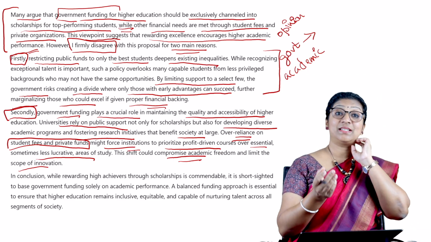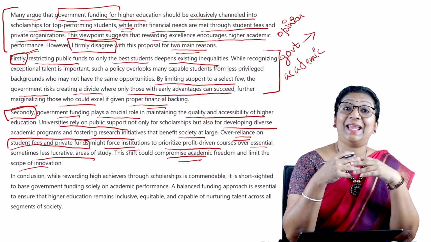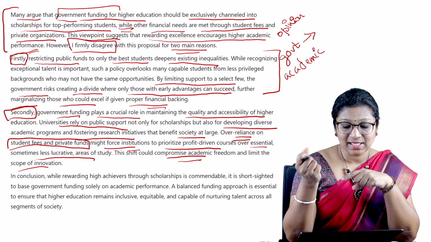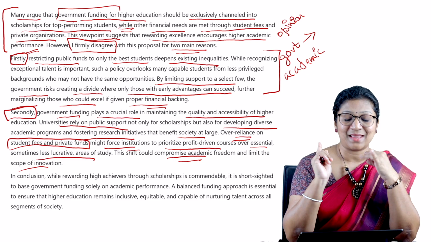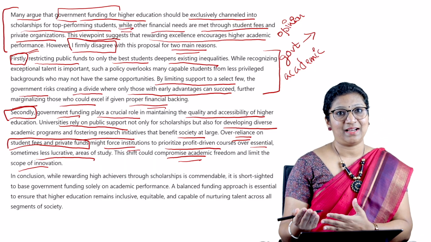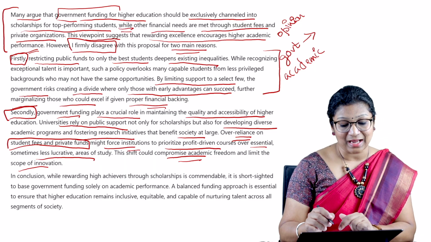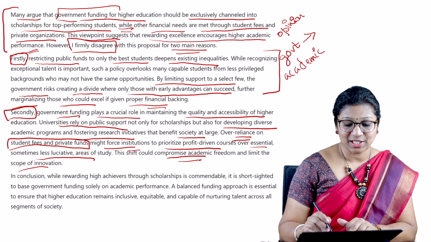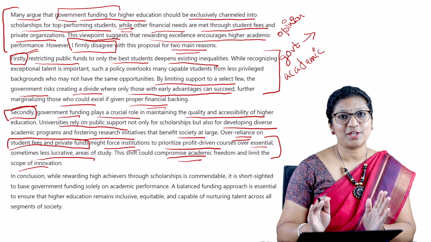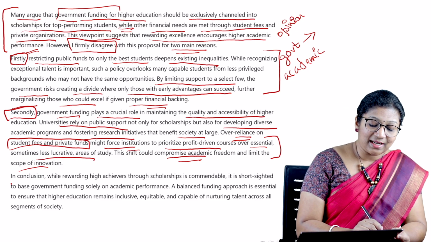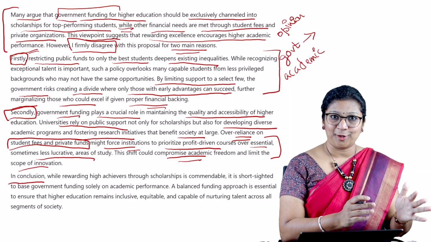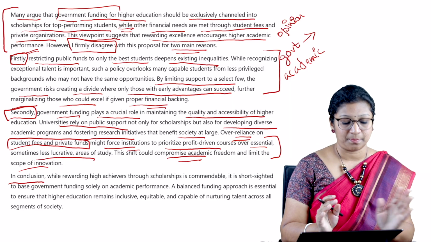So how did I answer that body paragraph? I've mentioned if the government supports funding, then universities can develop diverse academic programs and they can invest in research. But if I rely or if universities rely on private organizations, then what will be compromised here? That's clearly mentioned in the second body paragraph. And if you look at the last paragraph, in conclusion, very simple way of beginning a conclusion, in conclusion or to conclude, keep it simple.